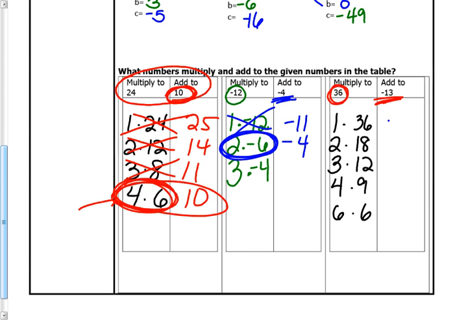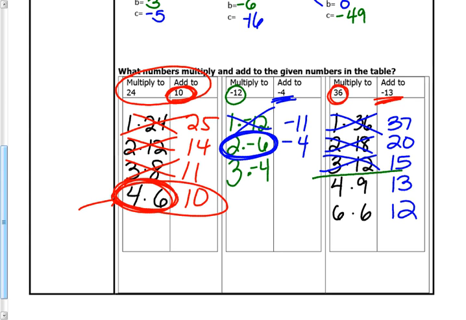1 and 36, that's going to give me 37. There's no way that's going to work. 3 and 12 is 15. I'm getting a little bit closer. 4 and 9 is 13. 6 and 6 is 12. Well, 13 is pretty close, or almost looks, not close technically, but almost looks like a negative 13, right? 13, 13 are almost the same. So positive 4 and positive 9 will give me a positive 13.